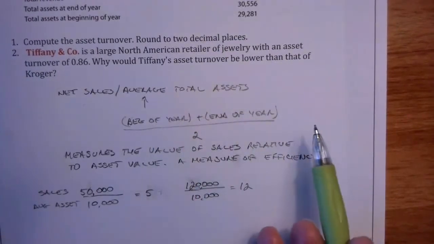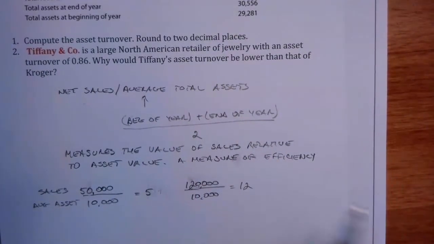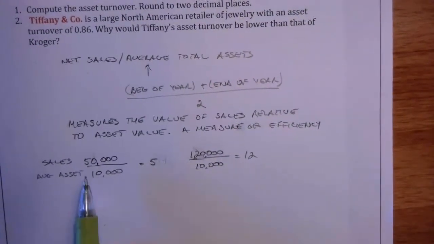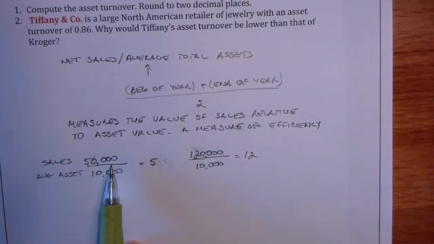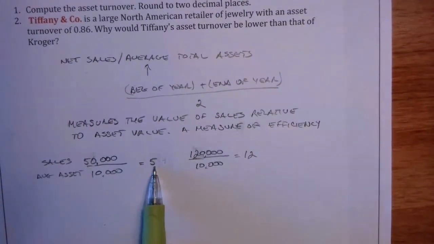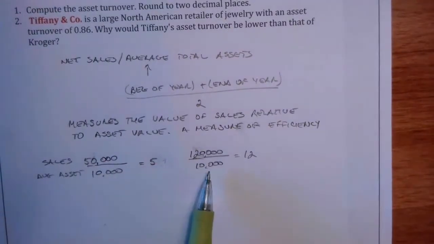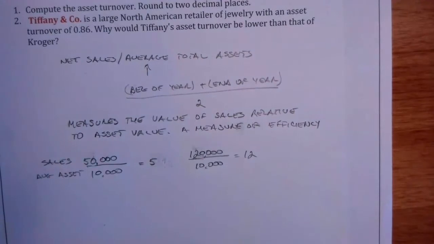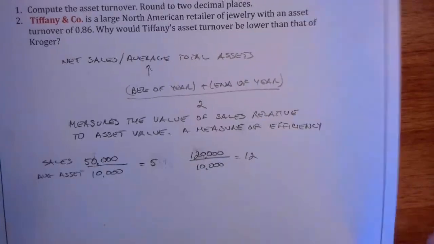So you would think that the more assets you have, the more sales you would have. Here's just an example. If we had sales of 50,000 on average assets of 10,000, my asset turnover would be 5. But if those sales were 120,000 on assets of 10,000, then that asset turnover would be 12. So higher is better. But it's hard to do this with one year alone. You want to compare it to a prior year.